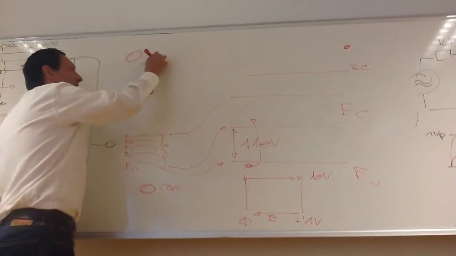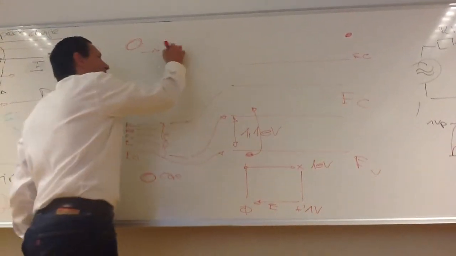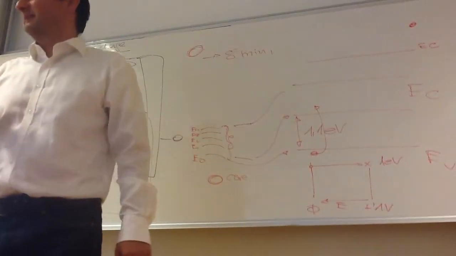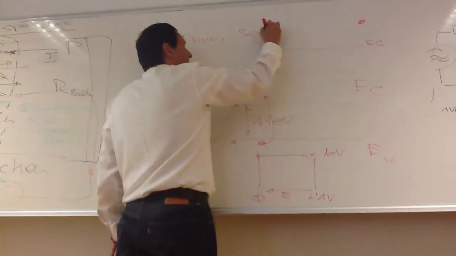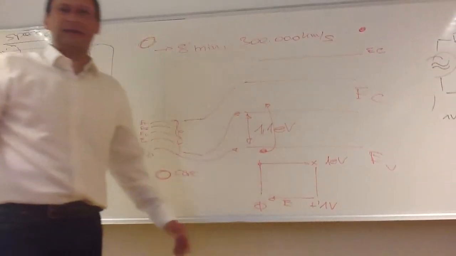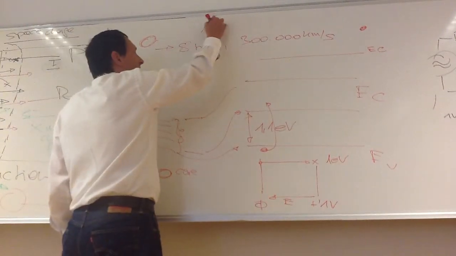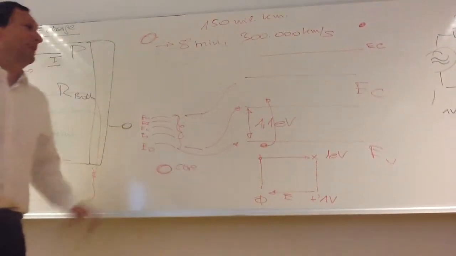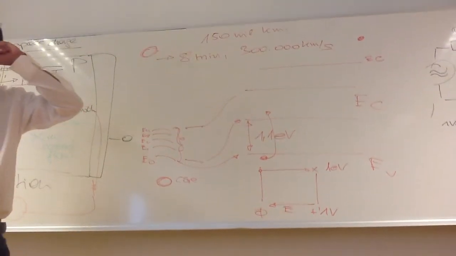How long does it take for the light to get from the sun to the Earth? 8 minutes. And how fast is the light? 300,000 kilometers per second. So we actually can calculate the distance. It's something around 150 million kilometers. But what is traveling? The light. What is the light?